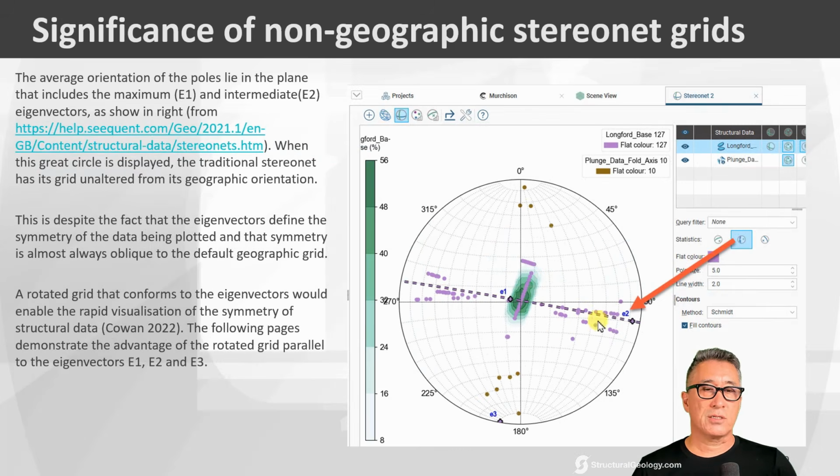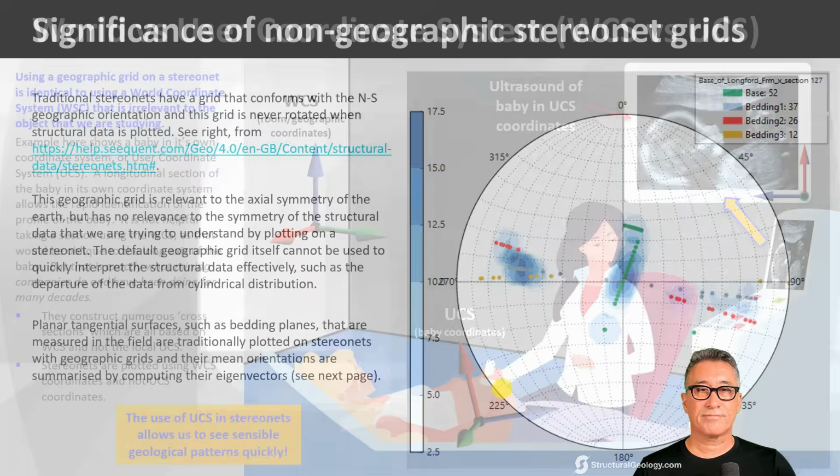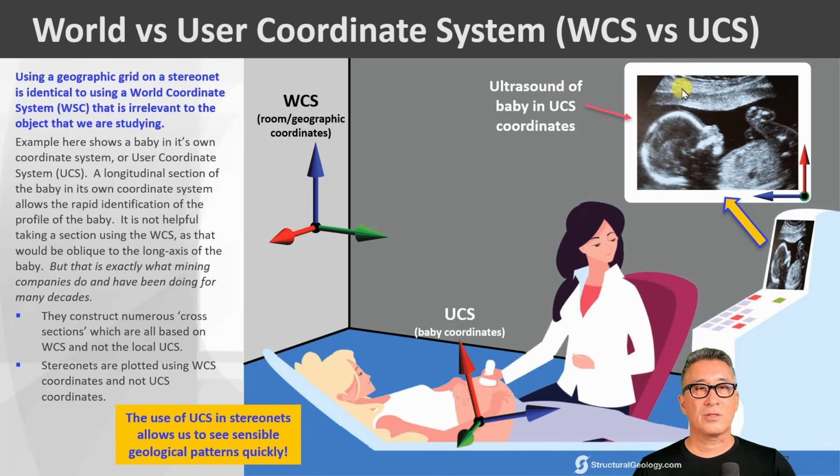So in this case, the eigenvectors are actually computed from the poles here. Instead of aligning the grid to the eigenvectors, which is the symmetry of the data set, the underlying grid is still shown, which is a bit like putting the world coordinate system overlaying it on top of the ultrasound image of the baby. It's absolutely meaningless.